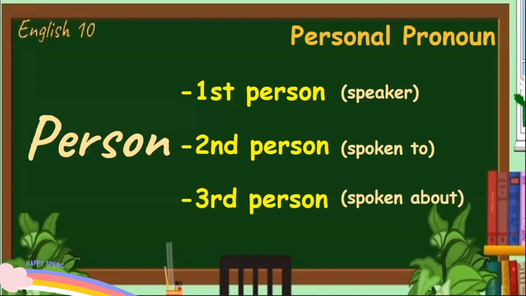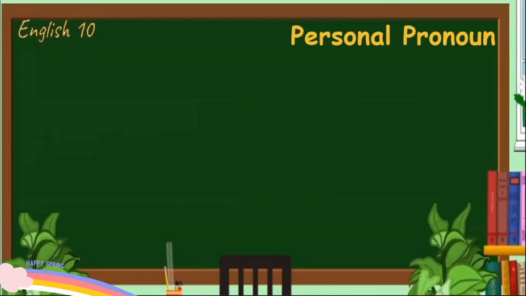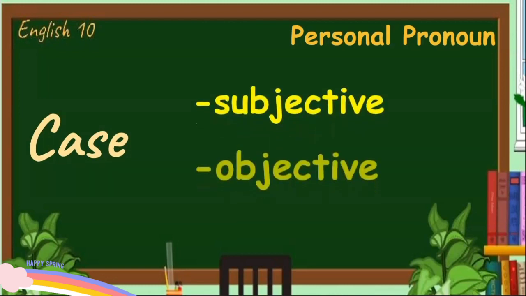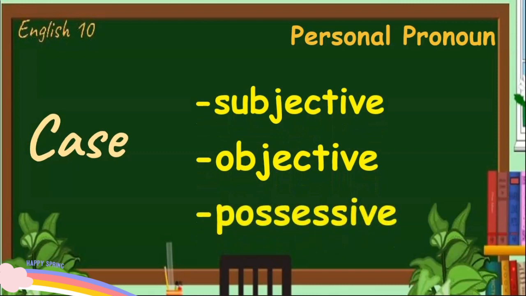Let's talk about the third aspect that you have to consider when using pronouns, and that is case. Case refers to the form a pronoun takes depending on its function in a sentence. It determines how we use pronouns in sentences. Okay? We have three cases of pronouns. We have subjective, objective, and possessive.